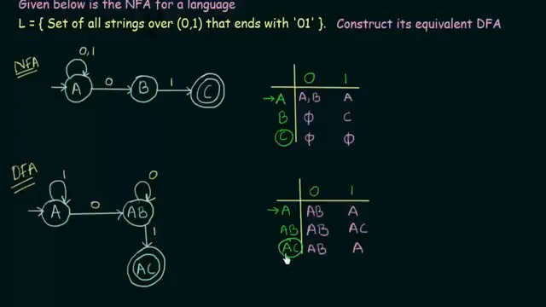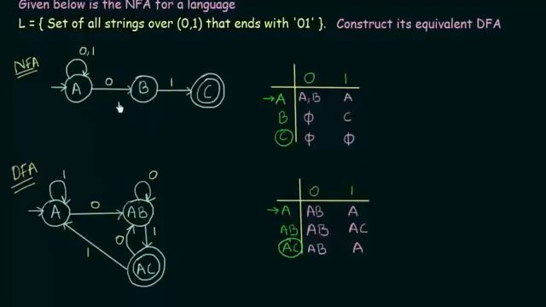Now let's come to AC. AC on getting input 0 goes to AB, and AC on getting input 1 goes to A. Now we have drawn the transition diagram for this DFA, and we have successfully converted this NFA to its equivalent DFA.